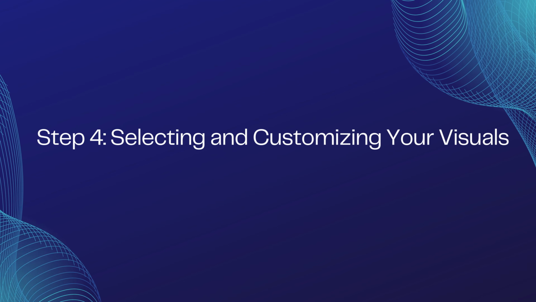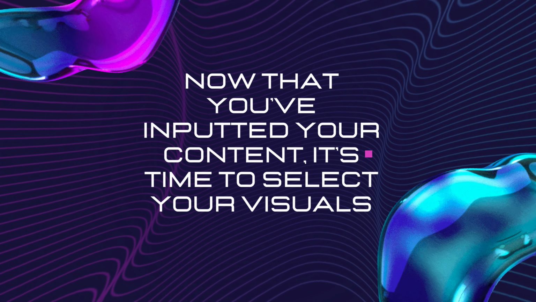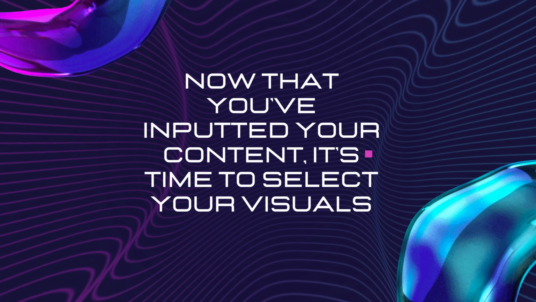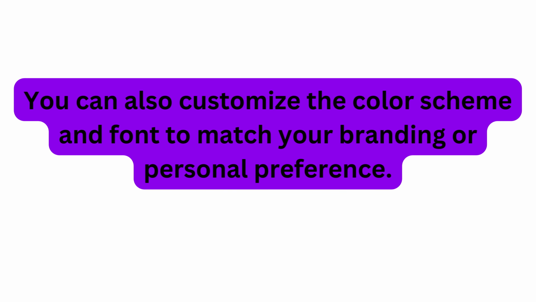Step 4. Selecting and customizing your visuals. Now that you've inputted your content, it's time to select your visuals. Pictory.ai offers a variety of visual styles and formats, including illustrations, infographics, and social media graphics. You can also customize the color scheme and font to match your branding or personal preference.